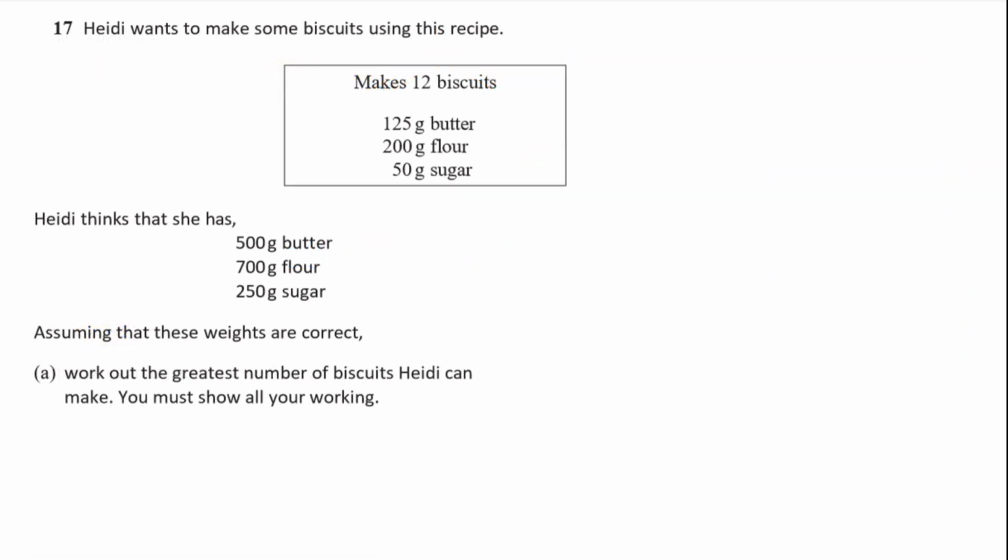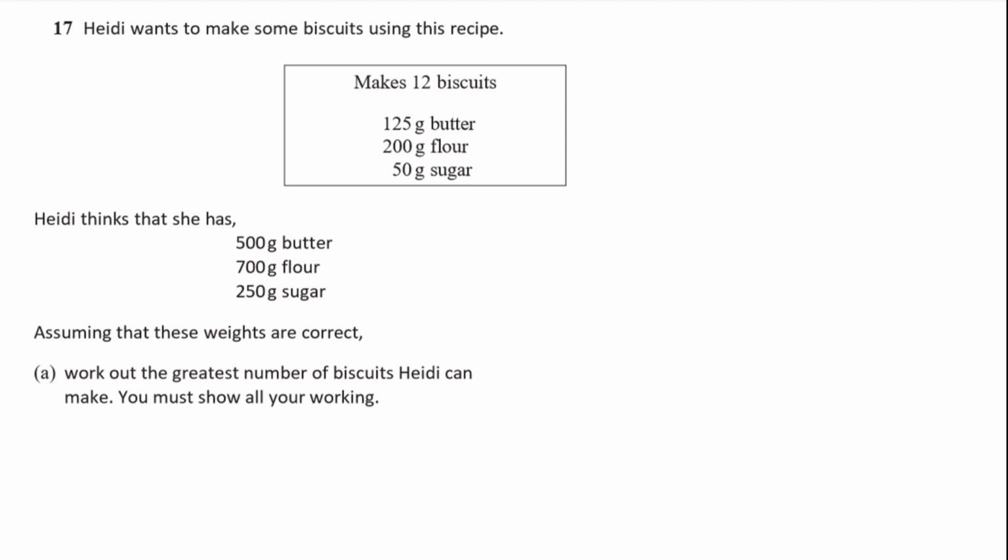Question 17. Heidi wants to make some biscuits using this recipe. And the recipe makes 12 biscuits and requires 125 grams of butter, 200 grams of flour, and 50 grams of sugar. Heidi thinks that she has 500 grams of butter, 700 grams of flour, and 250 grams of sugar. Assuming that these weights are correct, work out the greatest number of biscuits Heidi can make. You must show all your working.